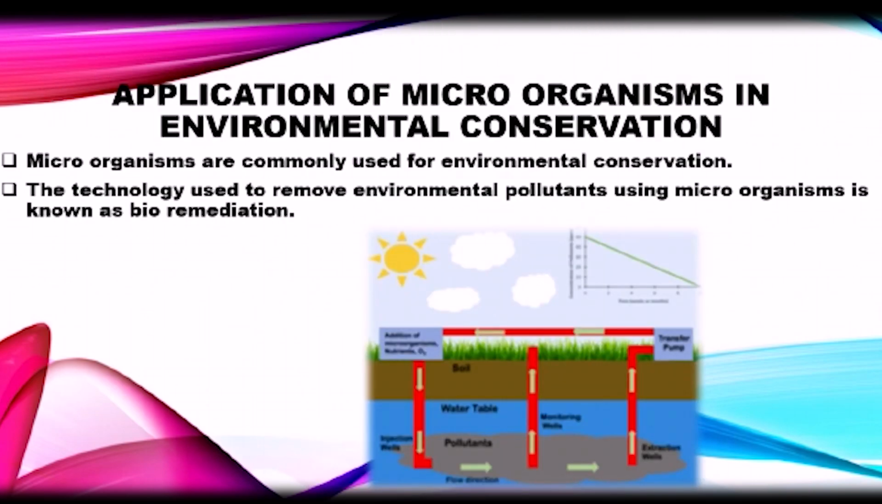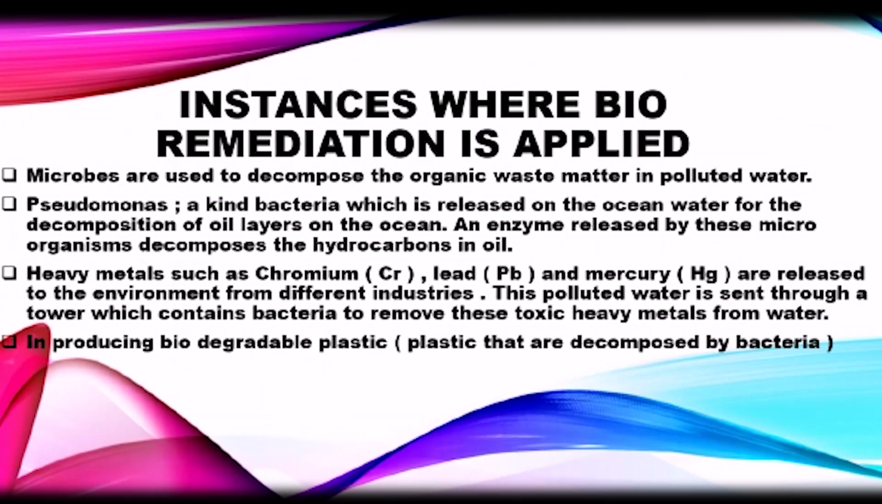Application of microorganisms in environmental conservation. Microorganisms are commonly used for environmental conservation. The technology used to remove environmental pollutants using microorganisms is known as bioremediation. Next, instances where bioremediation is applied. Microbes are used to decompose the organic waste matters in polluted water.